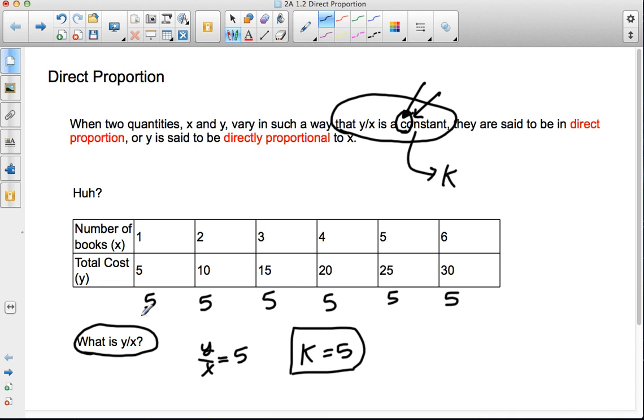Now, back to direct proportion. So we've talked about a constant. All these values have a constant value of 5 when you take y divided by x. So that means that these values, number of books and the total cost of all the books, are directly proportional.